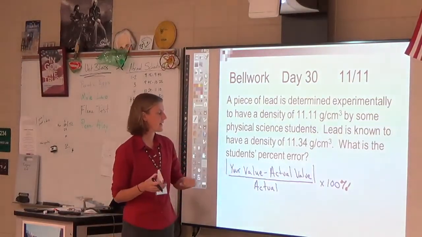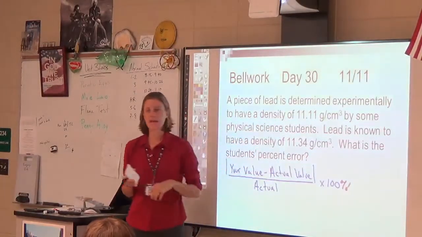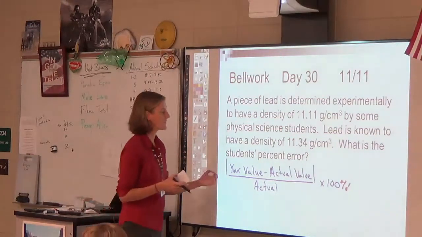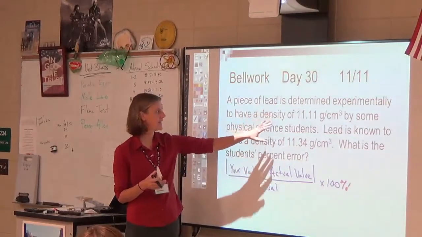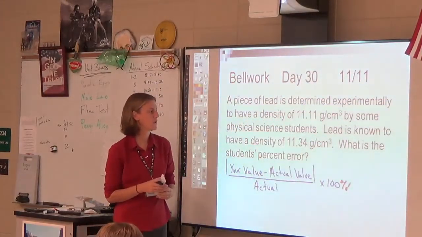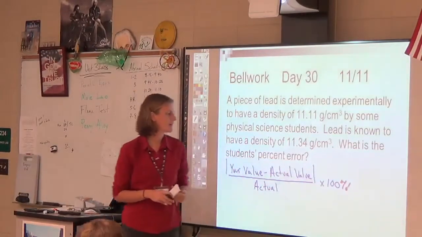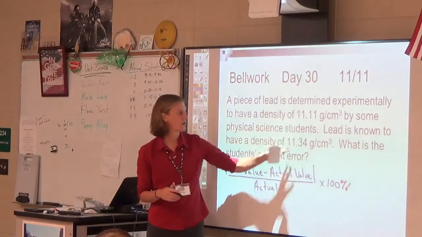Here's just a different example dealing with density, but you always have a measured value or some experimental value and a known answer, what it should have been. So this was the density of lead. It says it was experimentally determined to be 11.11 grams per centimeter cubed, but we actually know it to be 11.34. So what's their percent error? Well, if you just plug in.